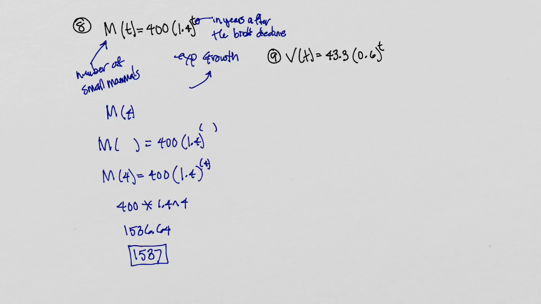Now, our last problem is going to deal with the value of a certain piece of office equipment. It says that the value depends on time, like this, 43.3 times 0.6 to the t. Now look at our base here. The base is between 0 and 1, so what we're going to have here is a decay function. Decay functions look like this. Now, a decay function seems reasonable because if you buy a piece of machinery, over time it decays in value. So let's just see how much.